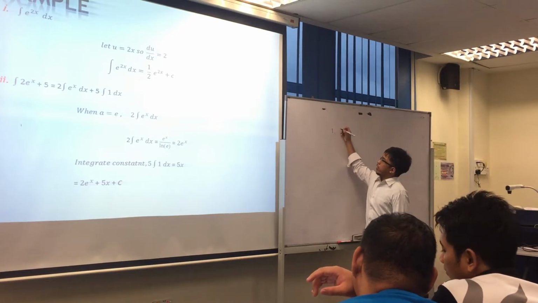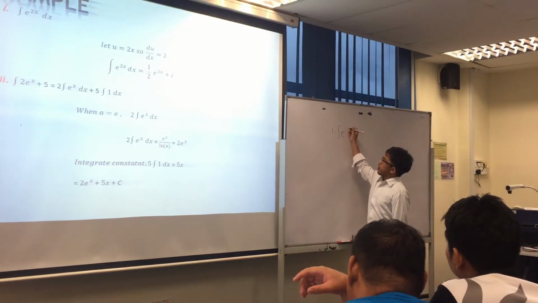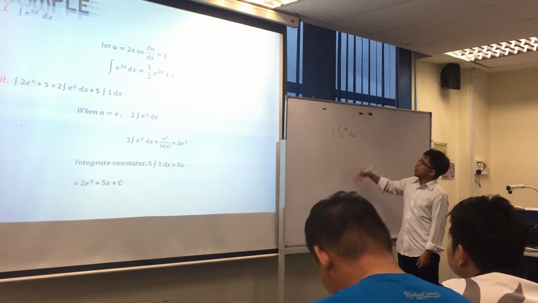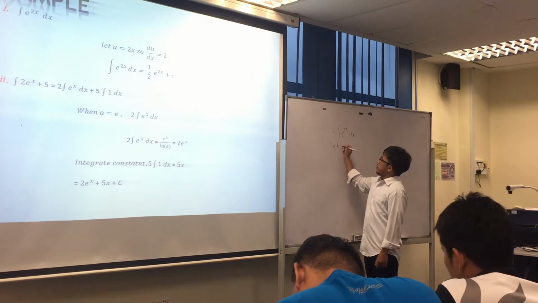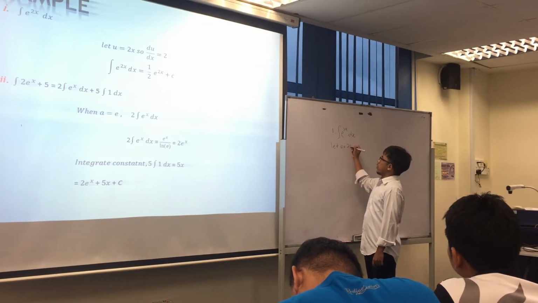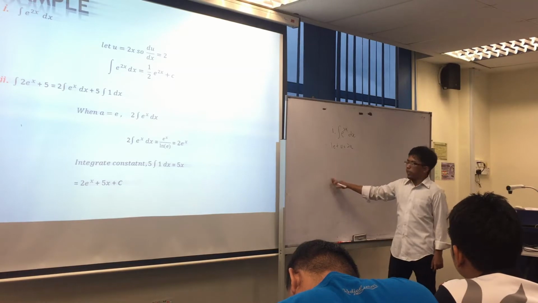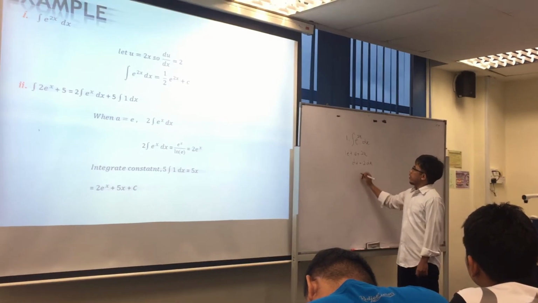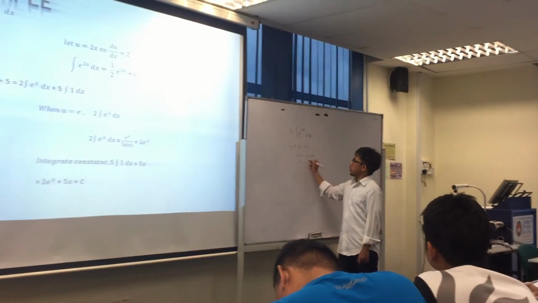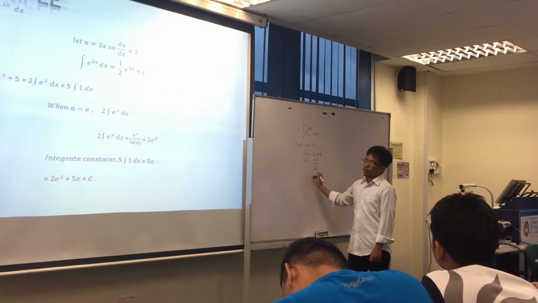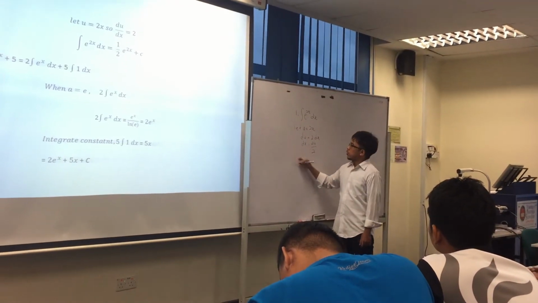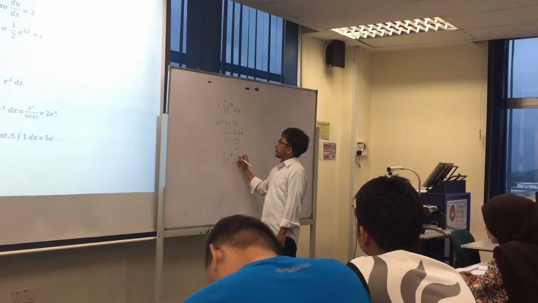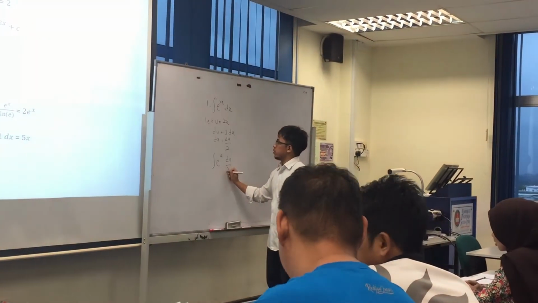So the first example is the integral of e to the power of 2x with respect to x. We have to let u equal 2x. When we differentiate, we get du equals 2 dx, and dx is equal to du over 2.